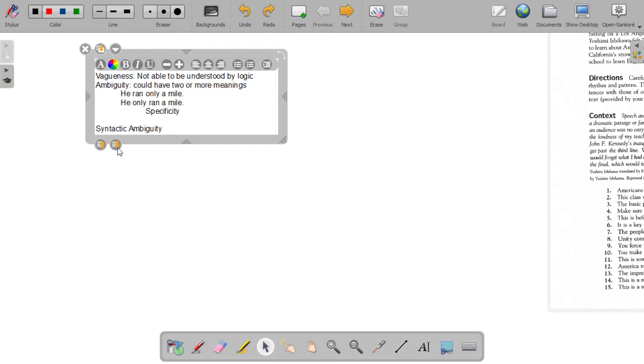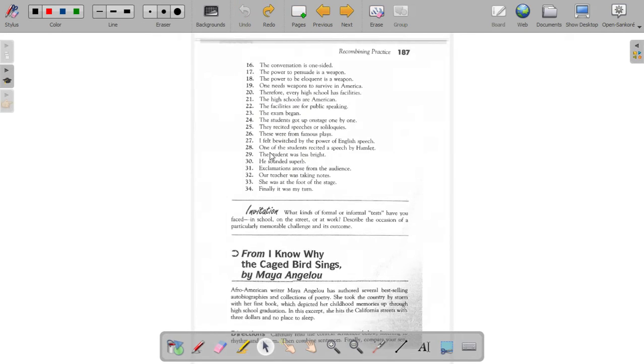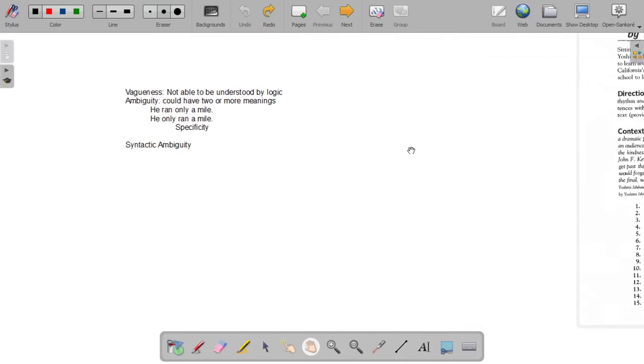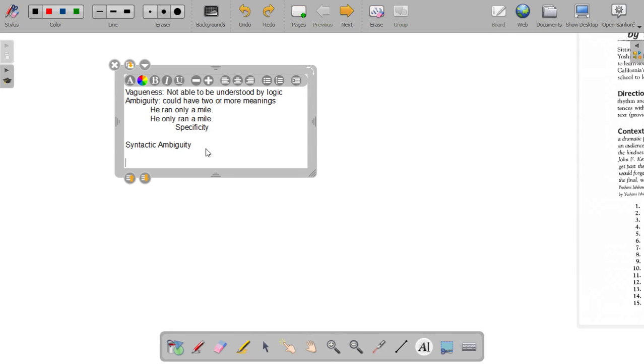Okay, and then the last one we want to talk about, other than vagueness and ambiguity, is generality. Generality is something you also want to avoid. So generality is kind of like vagueness and ambiguity, only I would say it's actually a little bit more egregious than the other two.